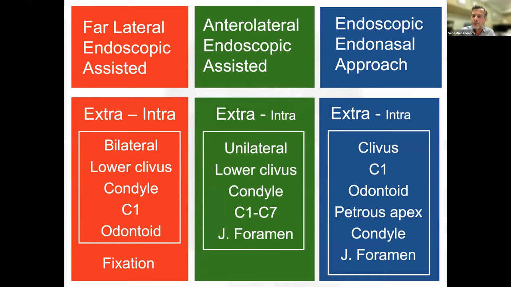Anterolateral, extra-intra, but whenever it's going intradurally, it's a little bit more tricky to open the dura. More for unilateral tumor, lower clivus, condyle, C1 to C7, perfect for cervical and craniocervical junction chordoma. And it's better also for the jugular foramen compared to far lateral.